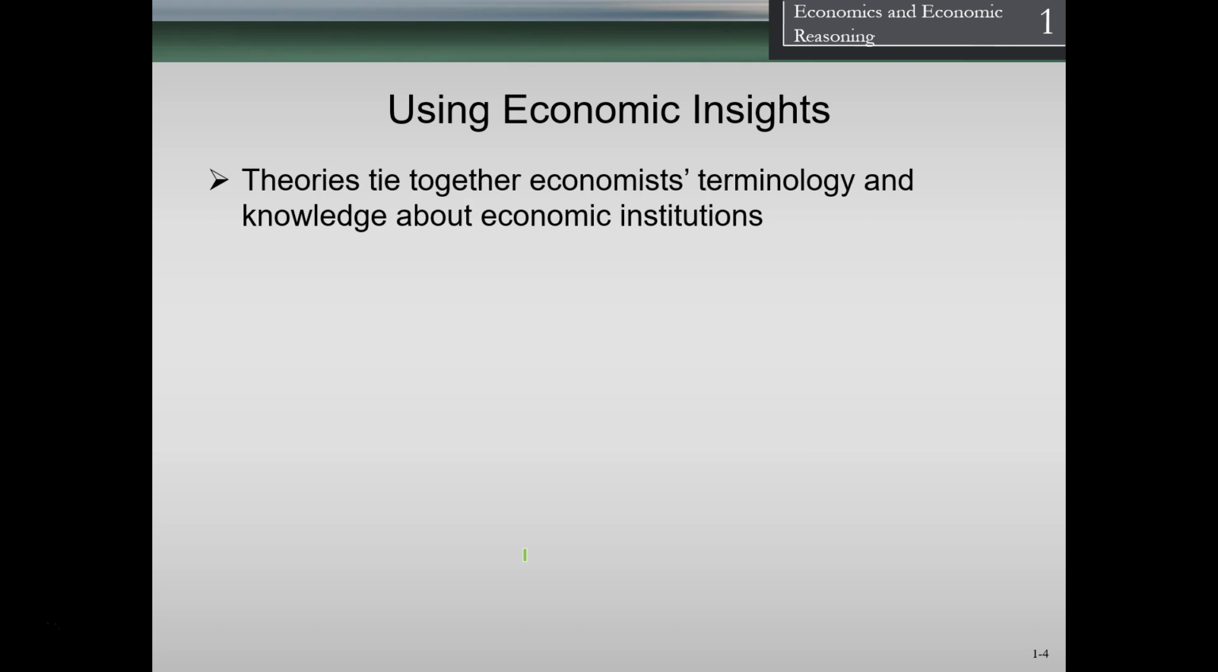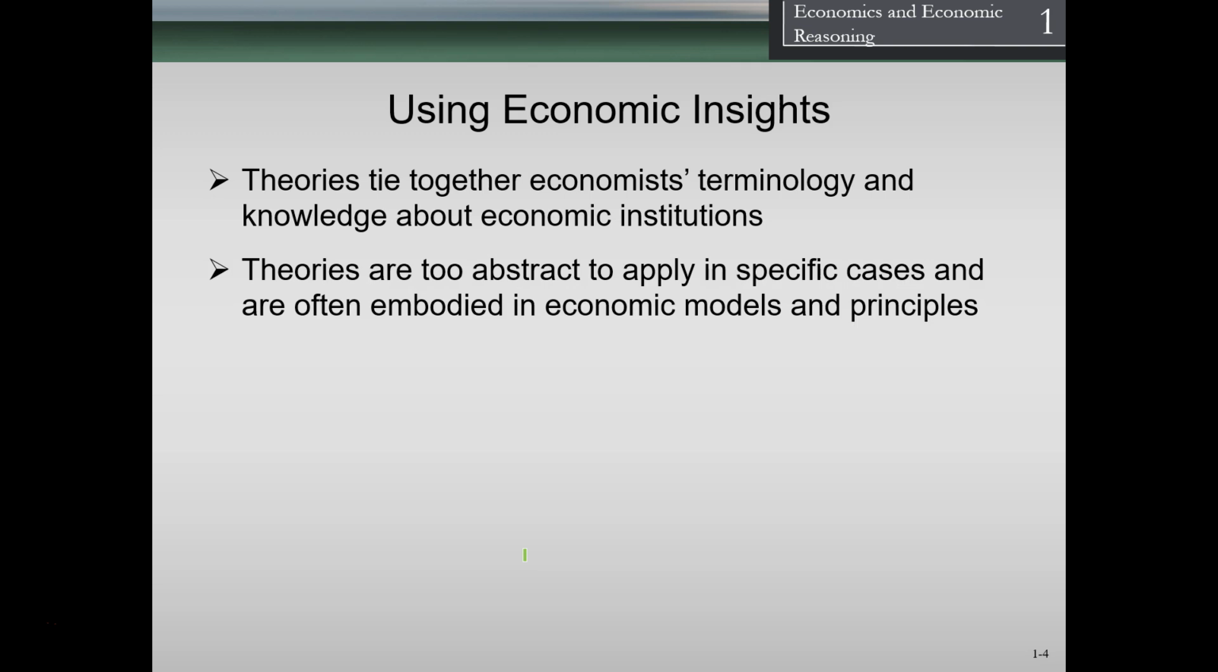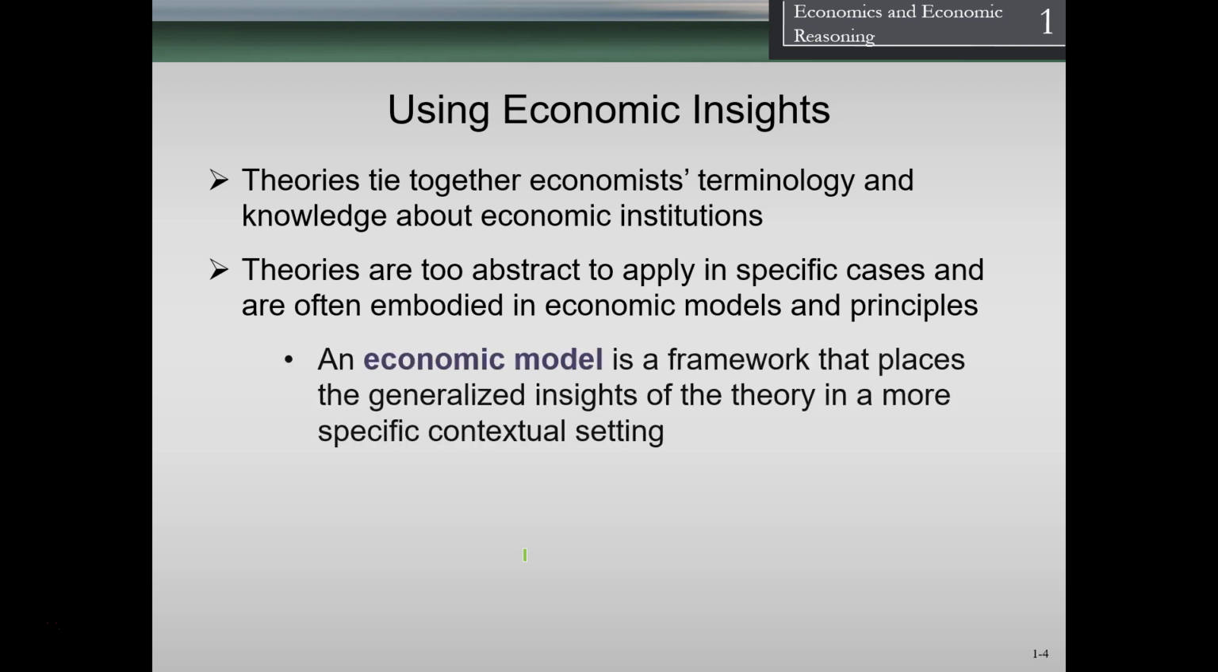So, using economic insights: theories tie together economic terminology and knowledge about economic institutions. Those are our theories about what will happen. Theories are too abstract to apply to specific cases, and are often embodied in economic models and principles. Oftentimes in economics, we can't always bring something into the laboratory. We have these theories, and when we want to think about a specific item, we have to apply something more precise, such as a model.